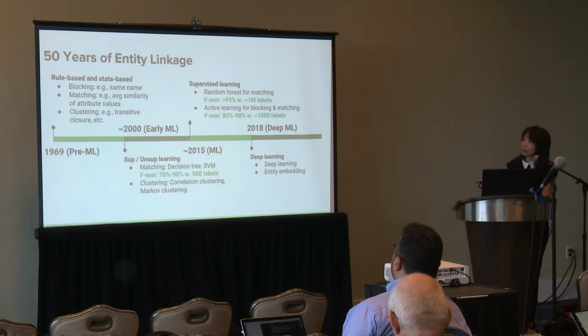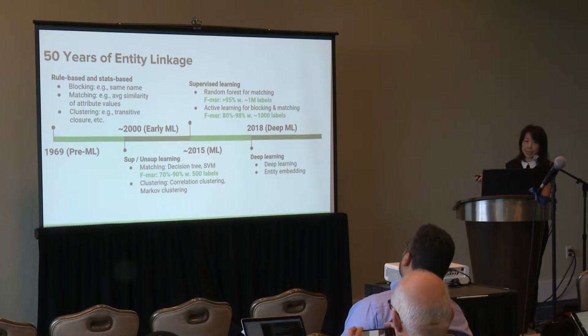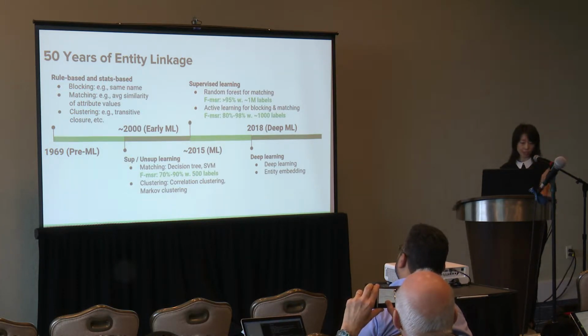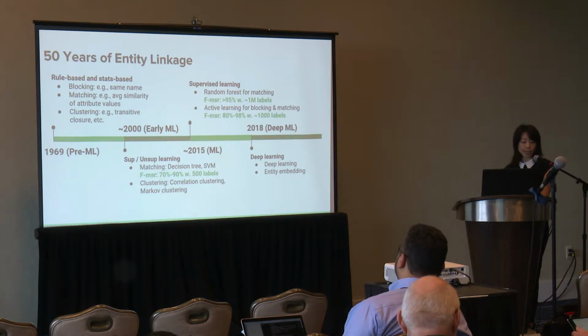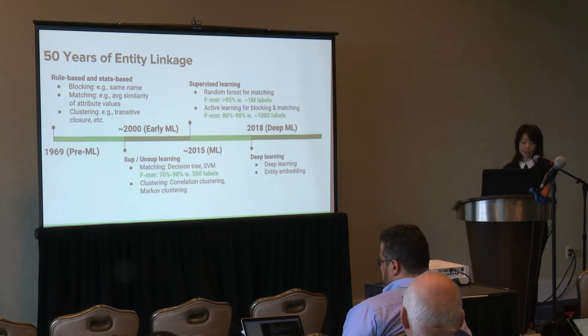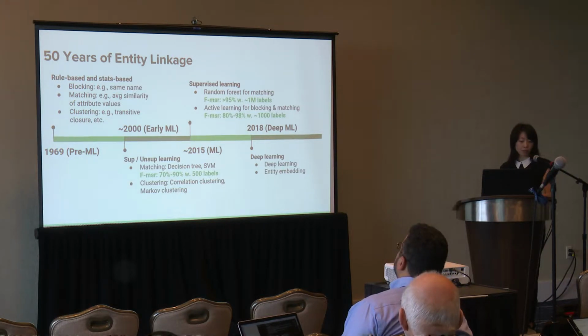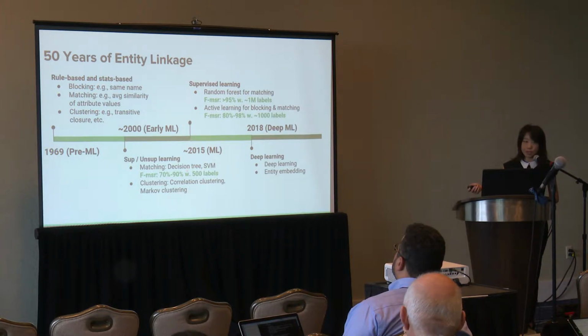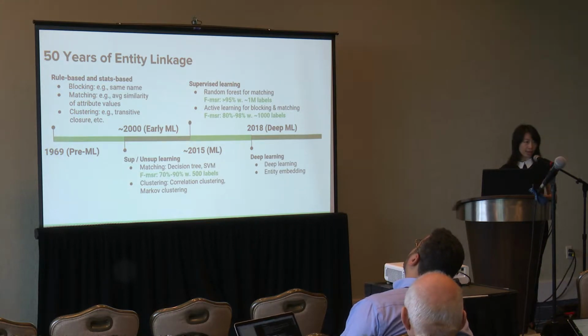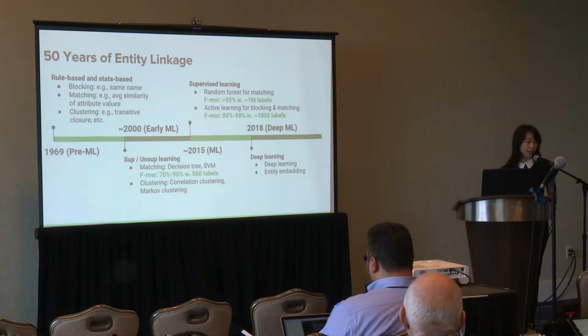And actually, amazingly, the first paper is more of a statistics-based one, which is kind of the very early version of machine learning. In the year 2000, there started to be early machine learning solutions. Supervised learning has been used for matching. In an experimental paper by Erhard Rahm, decision trees and SVMs are compared on different data sets. We see 90% F-measure on easy data sets and 70% F-measure on harder data sets with 500 labels. Also for clustering, correlation clustering and Markov clustering are applied, and they are experimentally compared in Renée Miller's experiment paper.